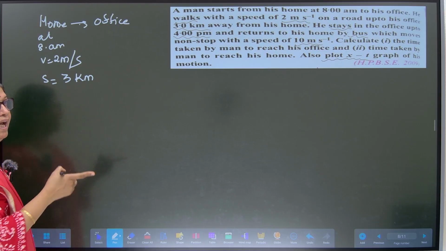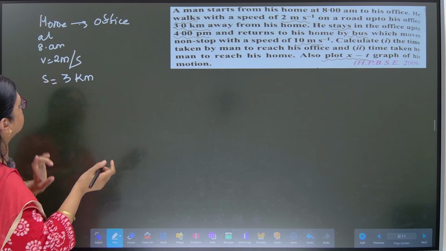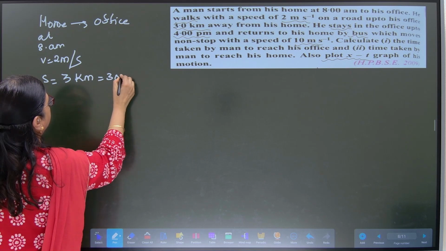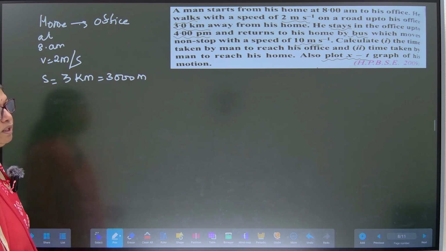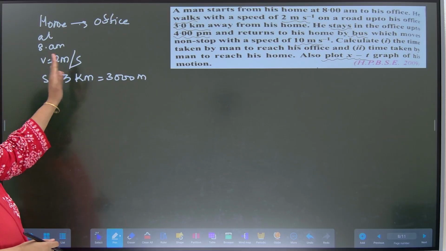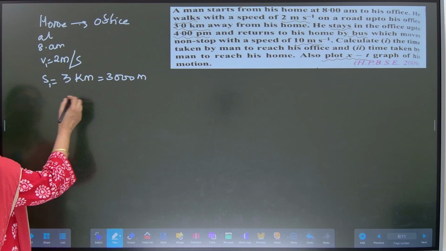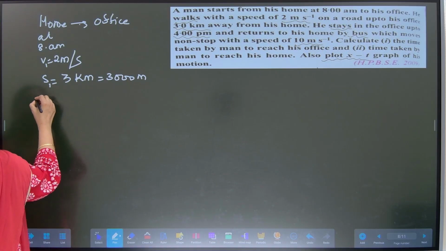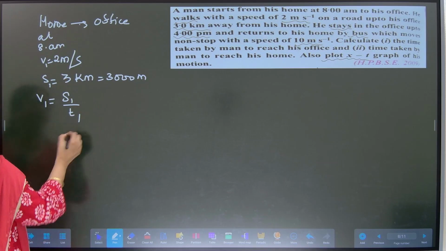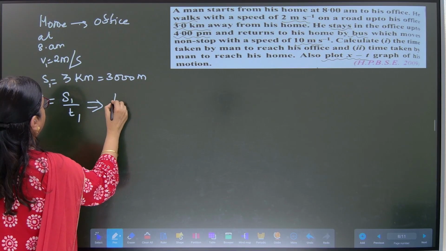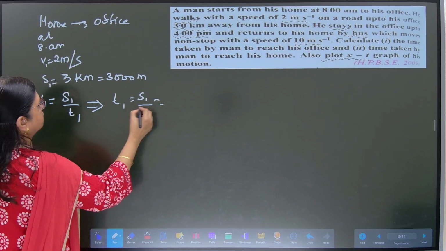Now, I have to check whether there is any conversion factor. Yes, this is in kilometers and this is in meters, so it is easier for me to convert this distance into meters. Whatever is easier, that you can do. This I'll have to convert into kilometers per hour, so this was easier, I did it. So writing the formula of speed is equal to distance upon time, I get time is equal to distance upon speed. What is the distance?